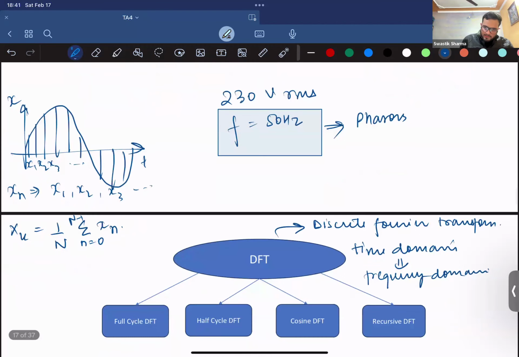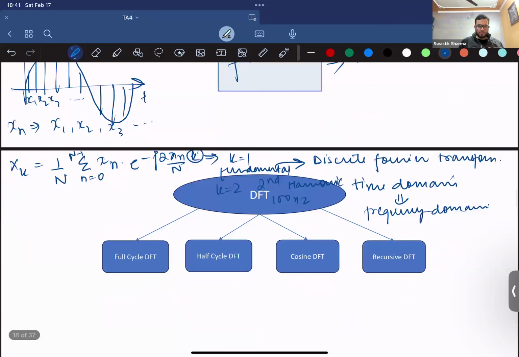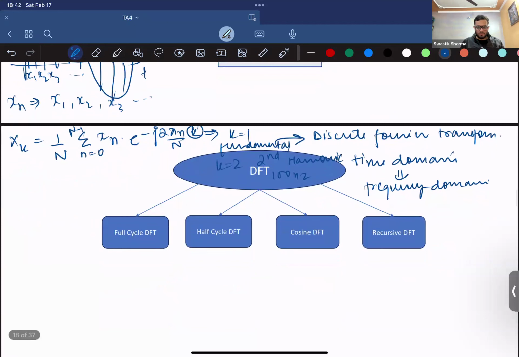So this xn is coupled with 2 pi n upon n and k. This k tells you what component you are interested in. If k is equal to 1, it's the fundamental component. If it's 2, it's the second harmonic, which is 100 hertz. But you are only concerned with the 50 hertz signal, right? So you usually use k equals 1. You must have seen this in ma'am's lecture as well.